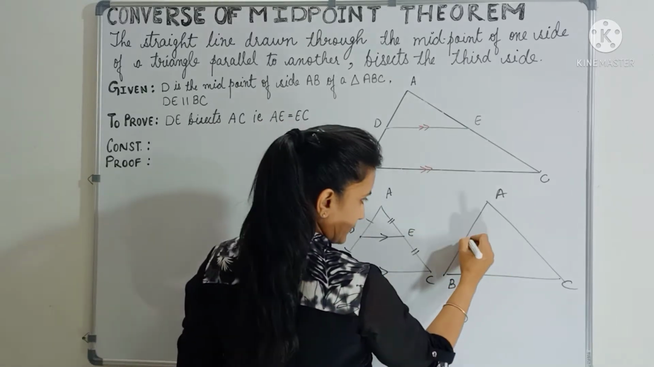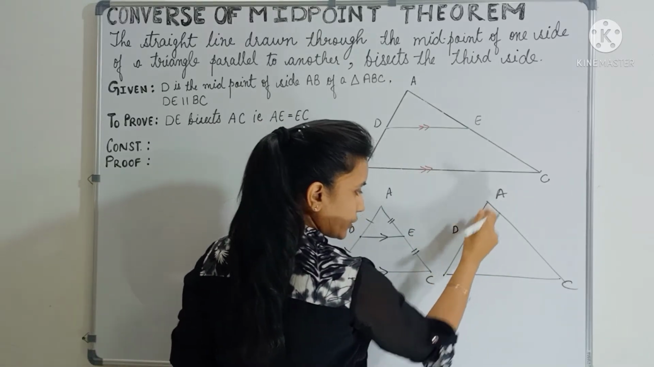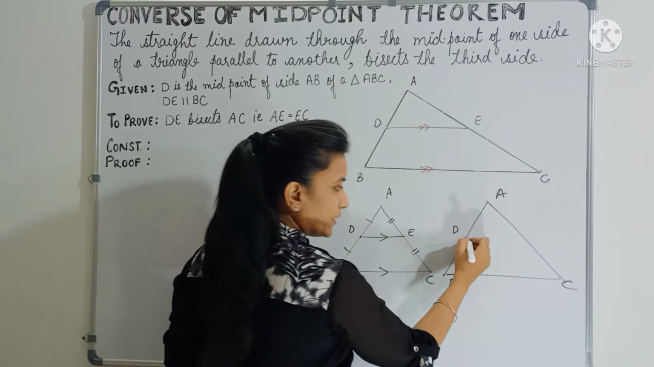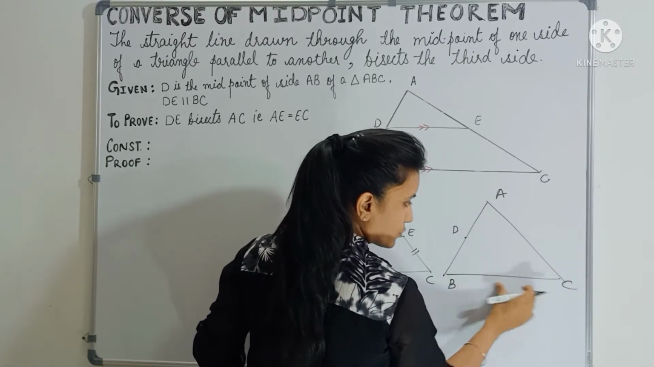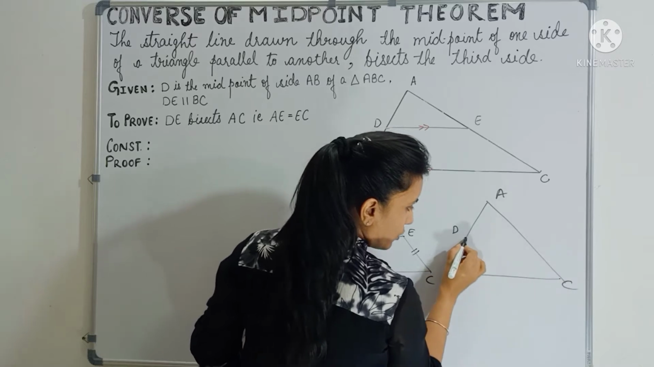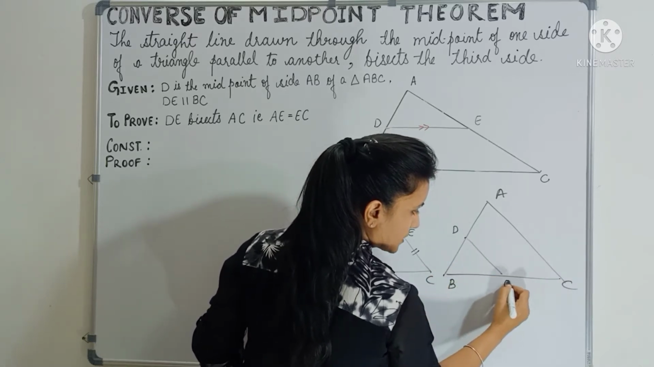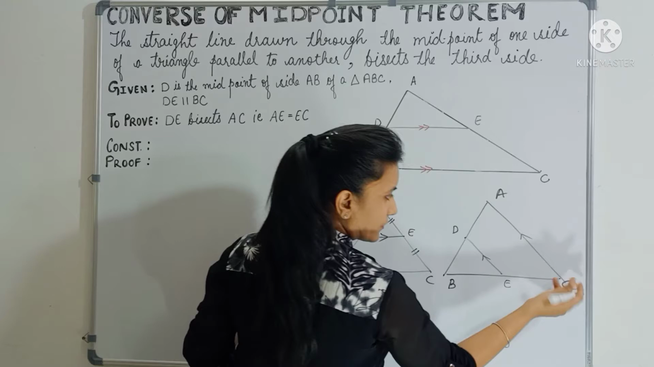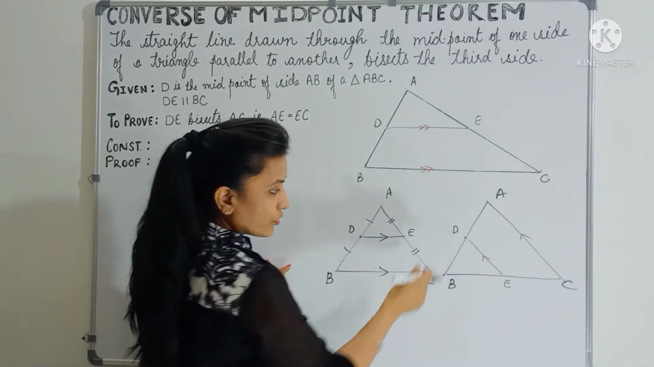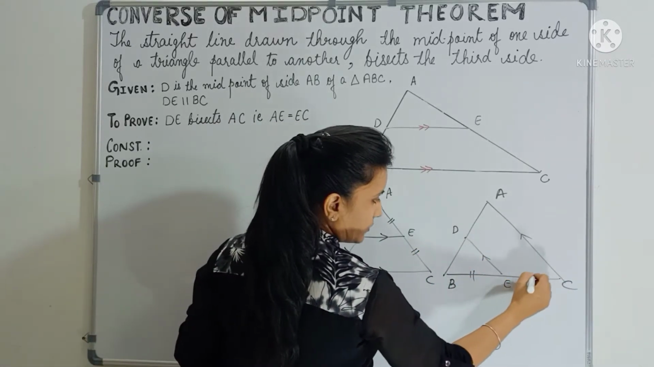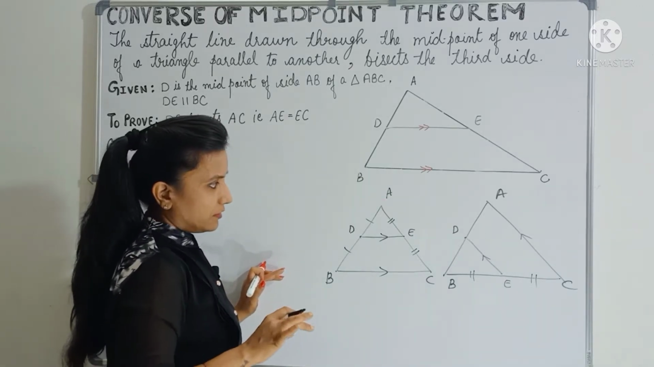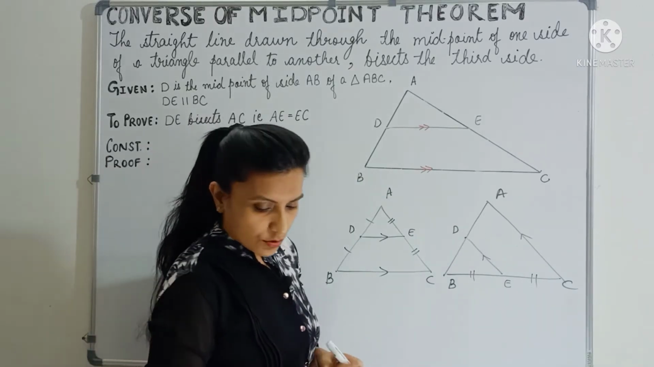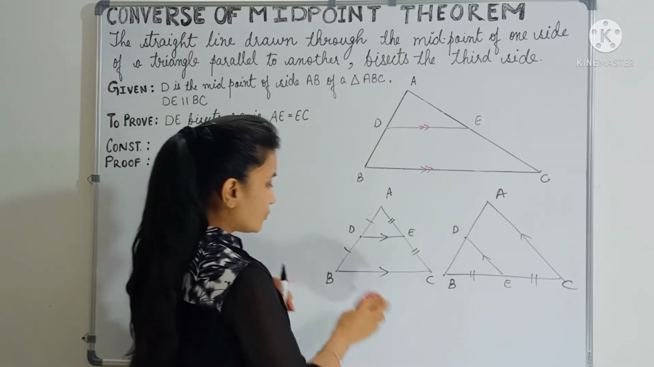Now in this figure, let's say D is the midpoint of AB. From here, instead of drawing a straight line like this parallel to BC, I can also draw a straight line like this, right? Parallel to AC. So in this case, BE will be equal to EC. Understood? I think now the concept is clear to everyone. So let's see how to prove it.